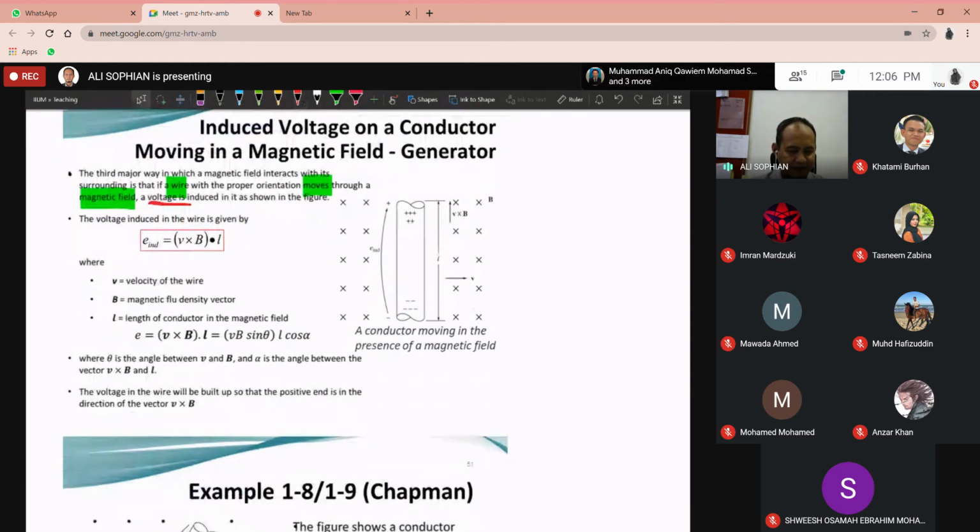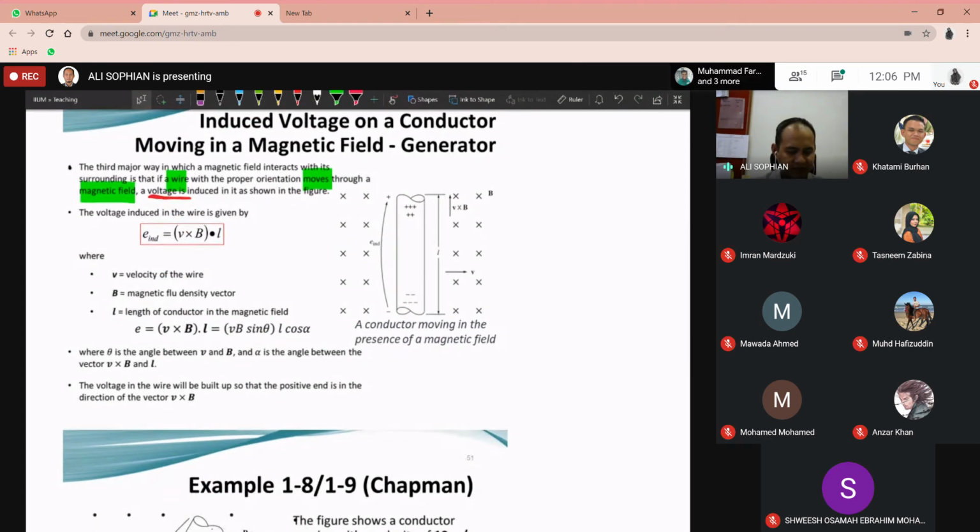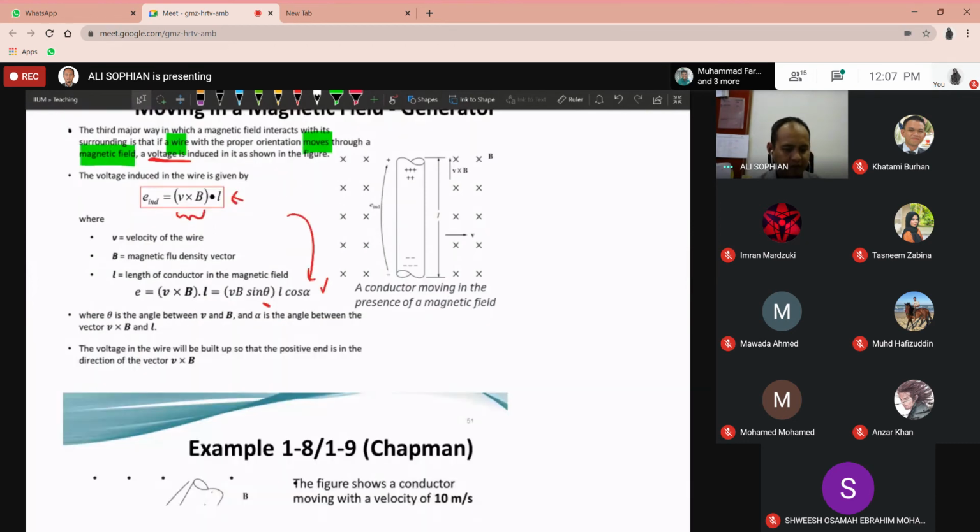The equation, using what we learned from vector calculation, has a magnitude given by this, where alpha is the angle between the vector that you generate from this operation, V cross B, which gives you another vector, and L, and theta is the angle between V and B. The voltage in the wire will be built so that the positive end is in the direction of the vector V cross B.